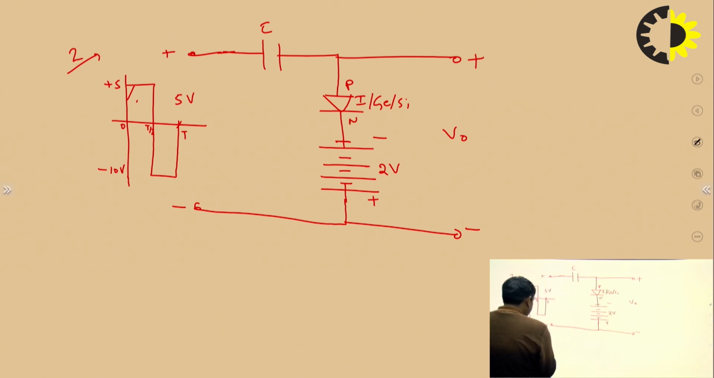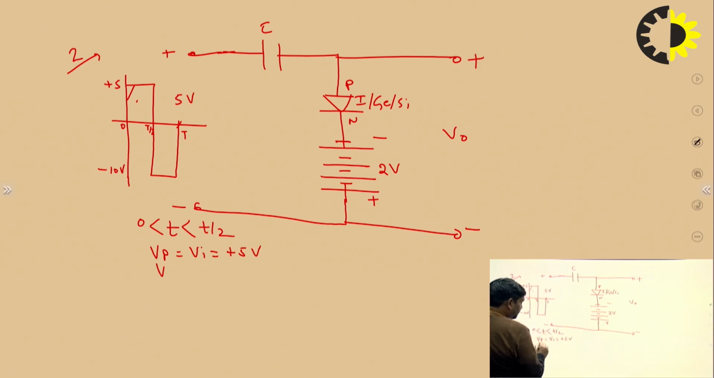So during this time period 0 to T/2, the potential at P, Vp, is connected to the Vi, which is plus 5 volt, and Vn is connected to the negative terminal of the supply. That means Vn is equal to minus 2 volt. So Vp is greater than Vn.